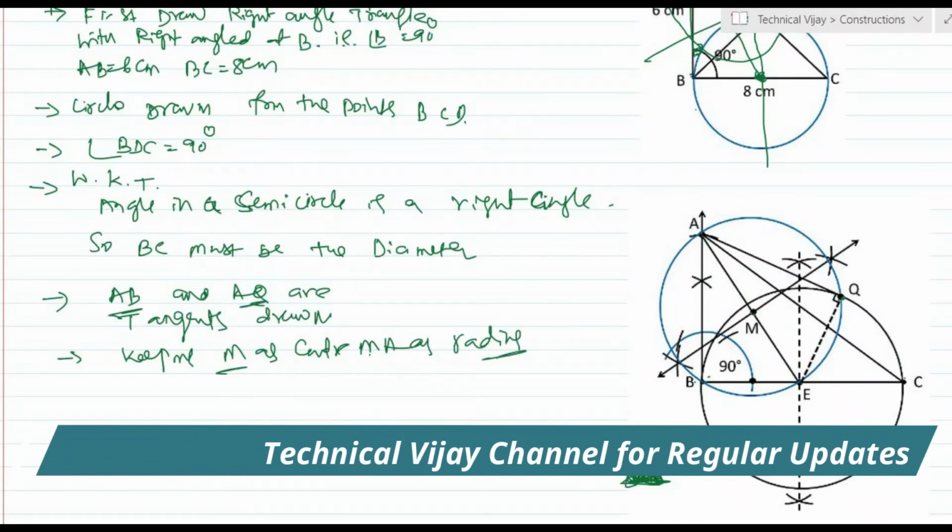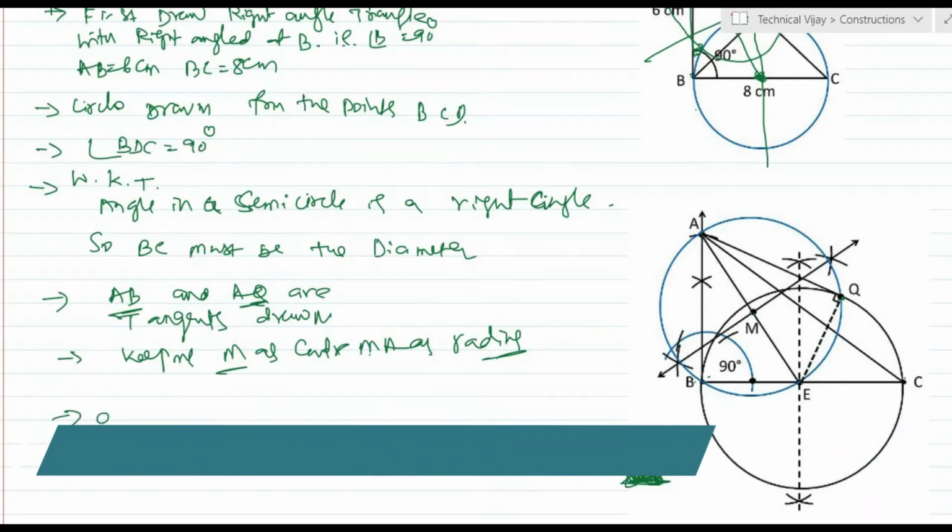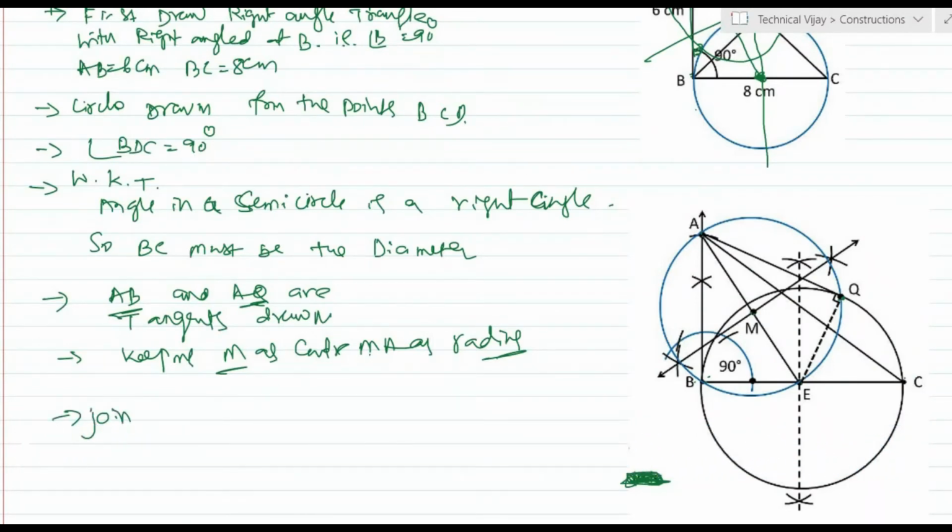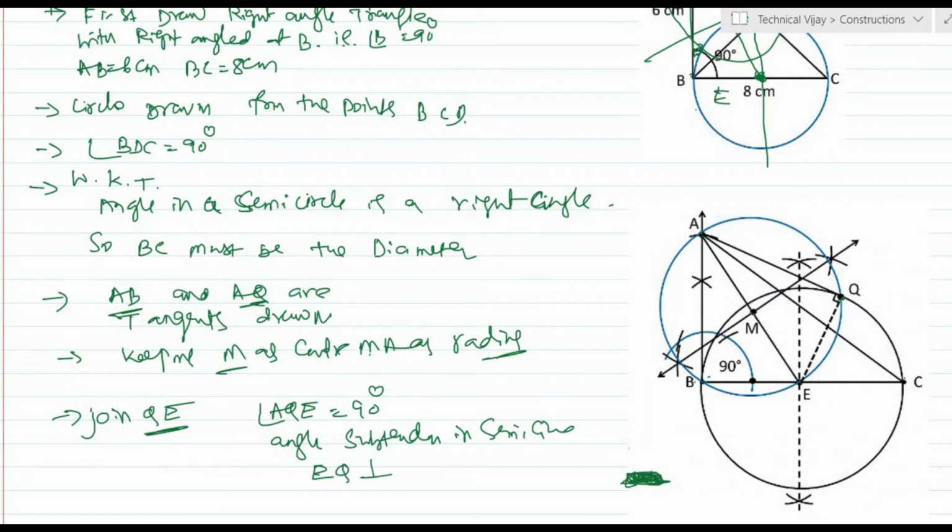To prove this, what do we have to do? Again join QE, because E is the center we have taken. Join QE, and angle AQE is equal to 90 degrees, because it is the angle subtended in a semicircle. Hence EQ is perpendicular to AQ. Hence AQ is the tangent.